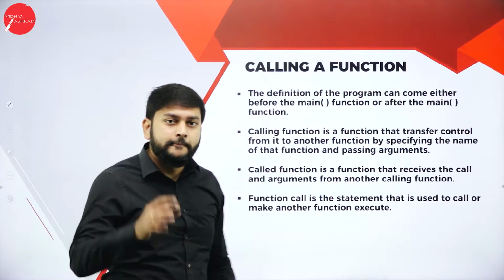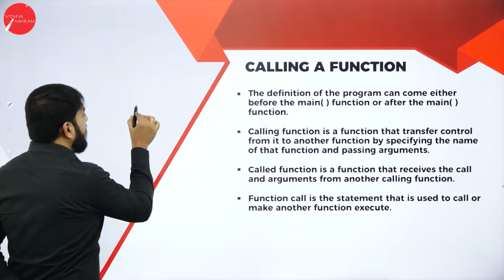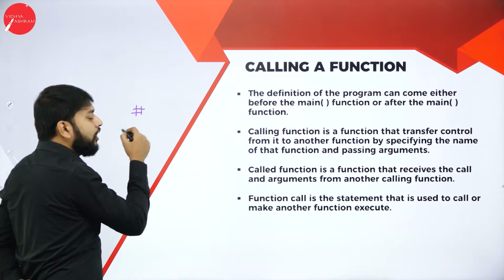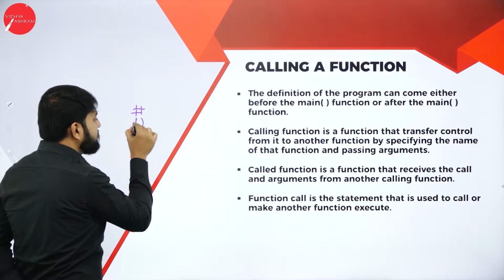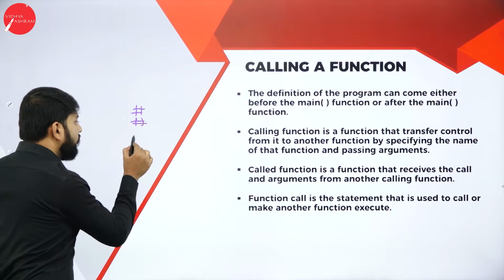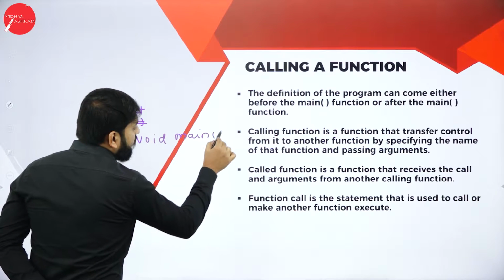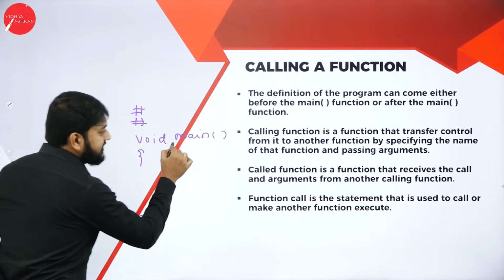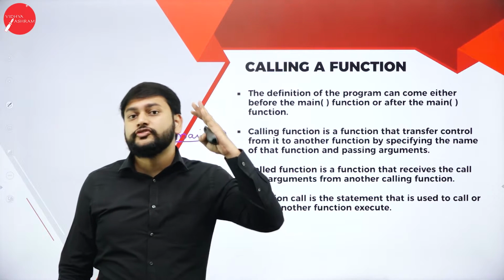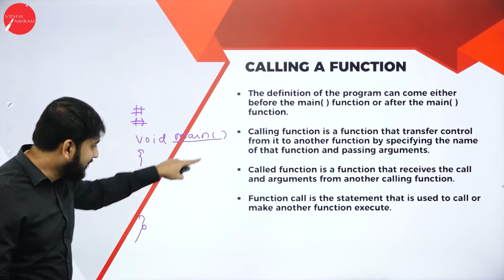Imagine I have a program. How do I have the program? I have hash include conio.h, hash include iostream.h, those header files. I don't have to discuss that again. After that I have void main. Why should I have void main? Because my execution of the program always starts from the main function.